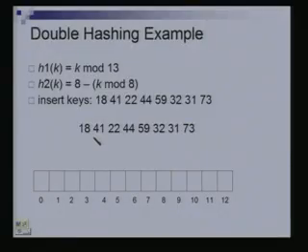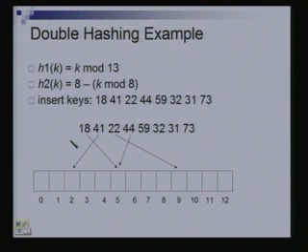Okay, so let's insert the first element 18. 18 mod 13 is 5. So it will go to location 5. Yeah. 41 mod 13 is 2, so it goes to location 2. 22 mod 13 is 9, goes to location 9. 44 mod 13 is 5. So it tries to go to location 5, but location 5 is already occupied.